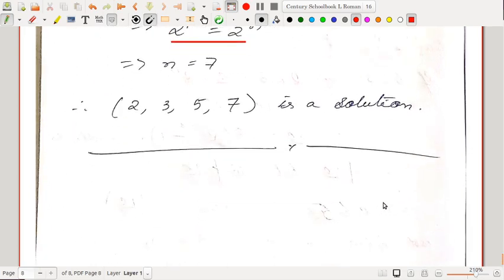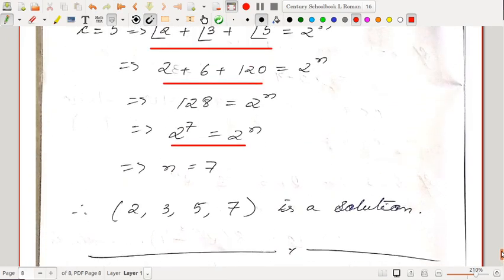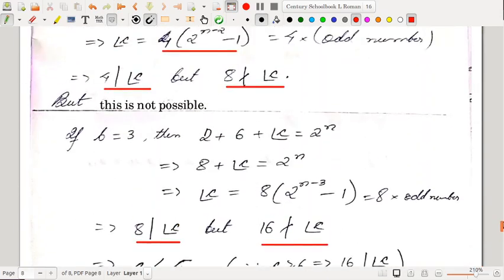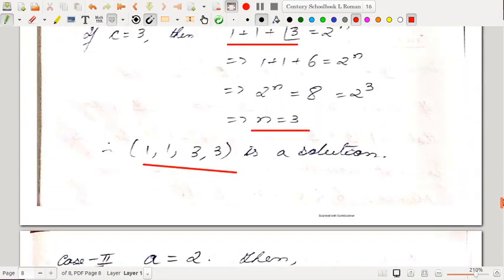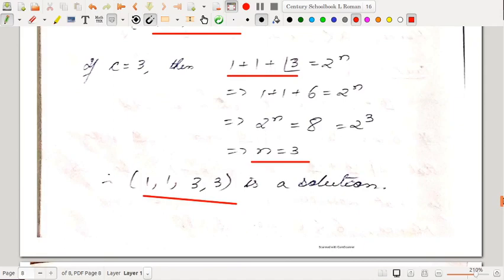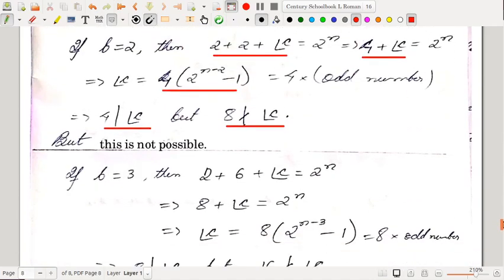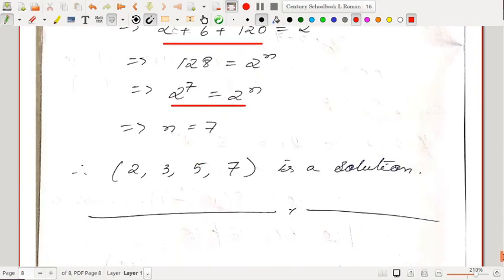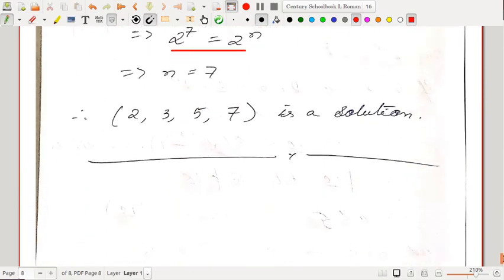So these are the only possible solutions: 1, 1, 2, 2 and, sorry, I made a mistake. I think 1, 1, 2, 2 and 1, 1, 3, 3. Yeah, 1, 1, 3, 3 is also a solution, because it's factorial 3. Then the other two solutions are 2, 3, 4, 5 and 2, 3, 5, 7. So they are the only possible solutions of the given equation, right?